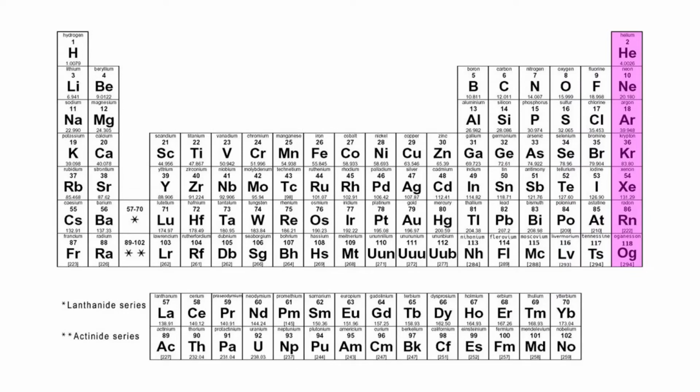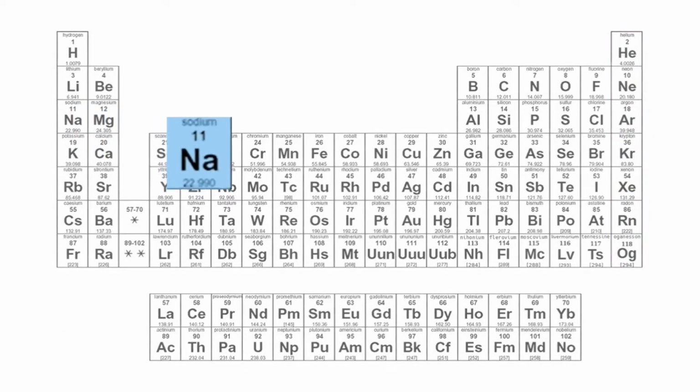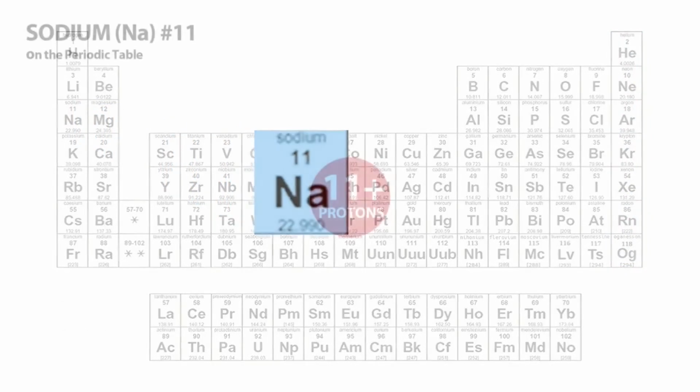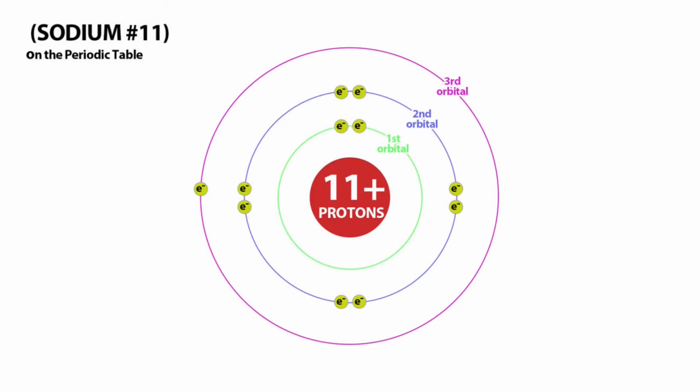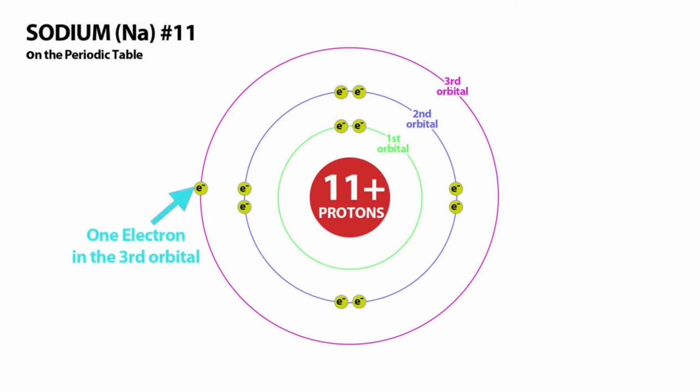Now let's move on to some atoms that aren't as stable. Sodium, number 11. So how many protons does it have? Well, if it's number 11, it has 11 protons in its nucleus. How many electrons does it need to balance those protons? 11. However, with 11 electrons, is the atom stable? No. Although it's neutral with 11 electrons, it is not stable because it has 1 electron in its outer orbital.